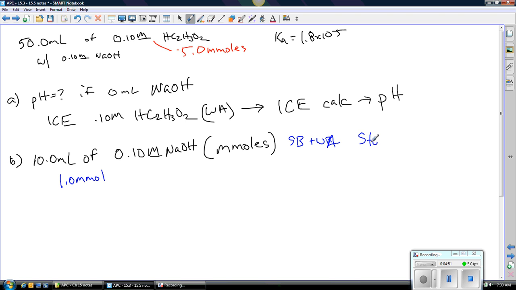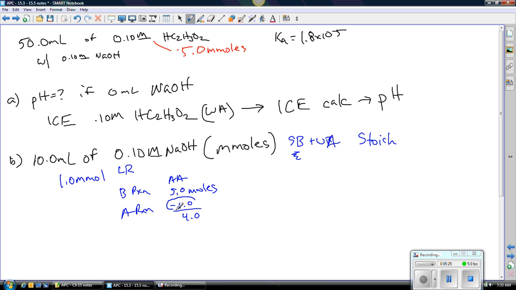Here's our stoichiometry piece. The strong base is going to react 100%. It's going to fully dissociate, and it's going to react with that acid. So this is going to be our limiting reactant. So before the reaction, the acetic acid had 5 millimoles. After the reaction, it's going to lose 1. So it's going to only have 4 millimoles.